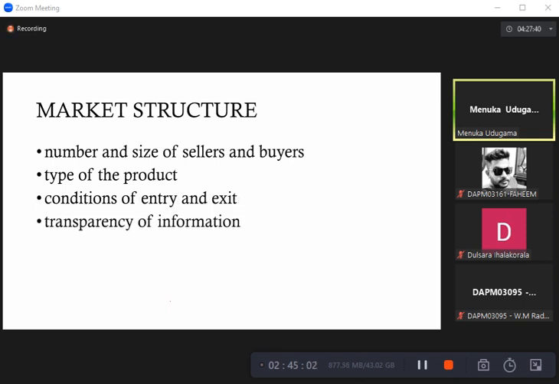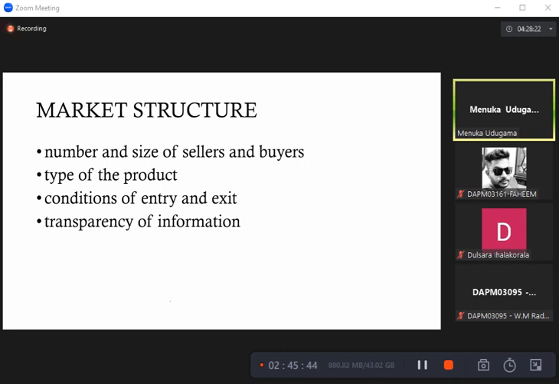Transparency of information. Like I said, if I want to enter the fruit market as a vegetable or fruit seller, I might have all the information I need, right? About prices, input prices, quantities, quality, maintenance, and so on. The information is out there. I can easily find it and enter this market. But for some markets, like the pharmaceutical industry, even if I want to produce a particular drug, I can't because I might not have the patent rights. I might not have information on the ingredients, right? So transparency is very low in certain markets.